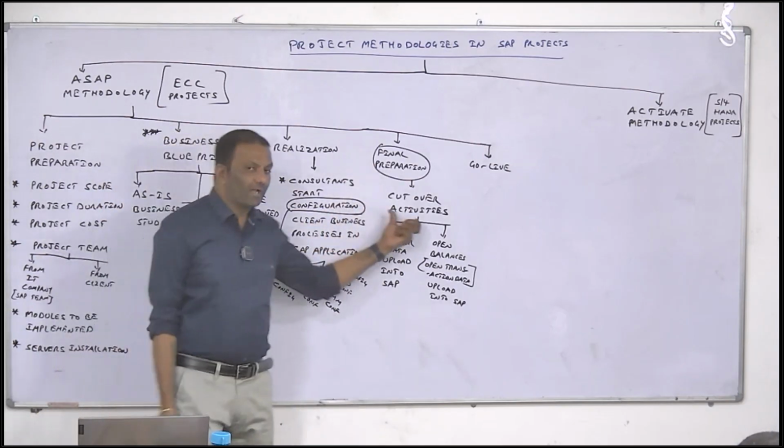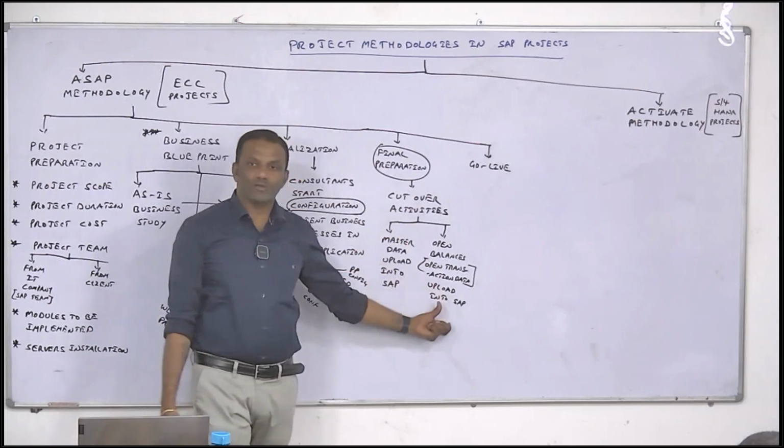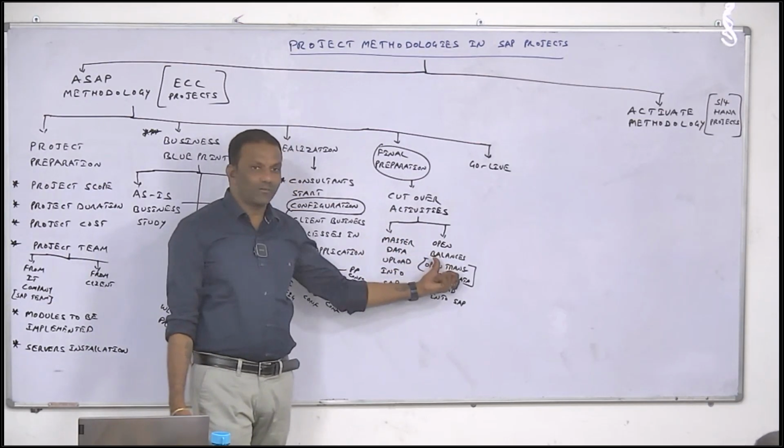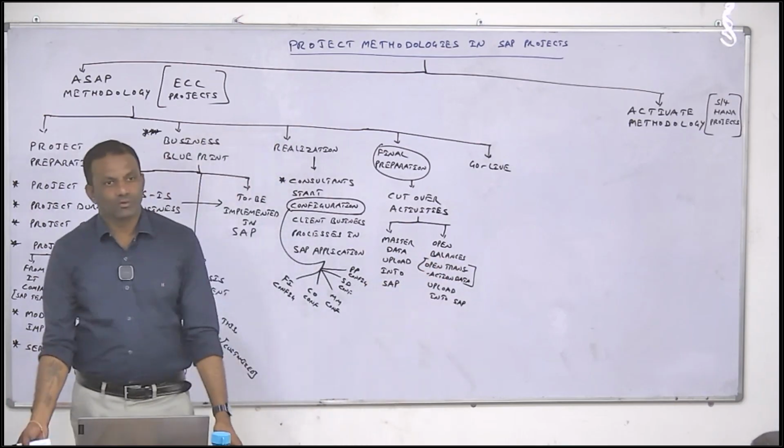So in final preparation, what do we do? We do cutover activities. We have two types of cutover activities. What are those? One is master data upload, and the second is open balances. What is master data?